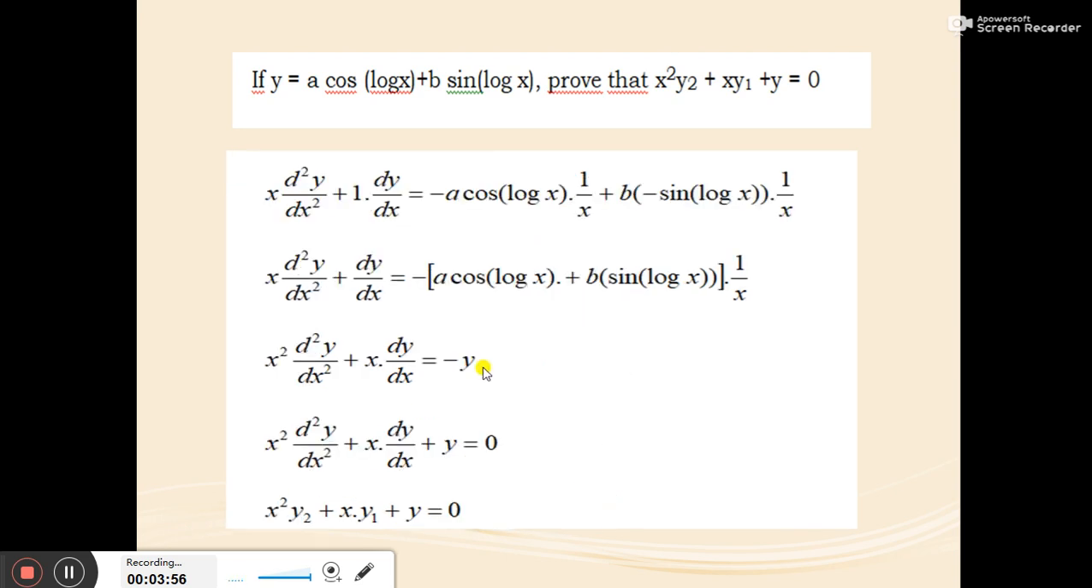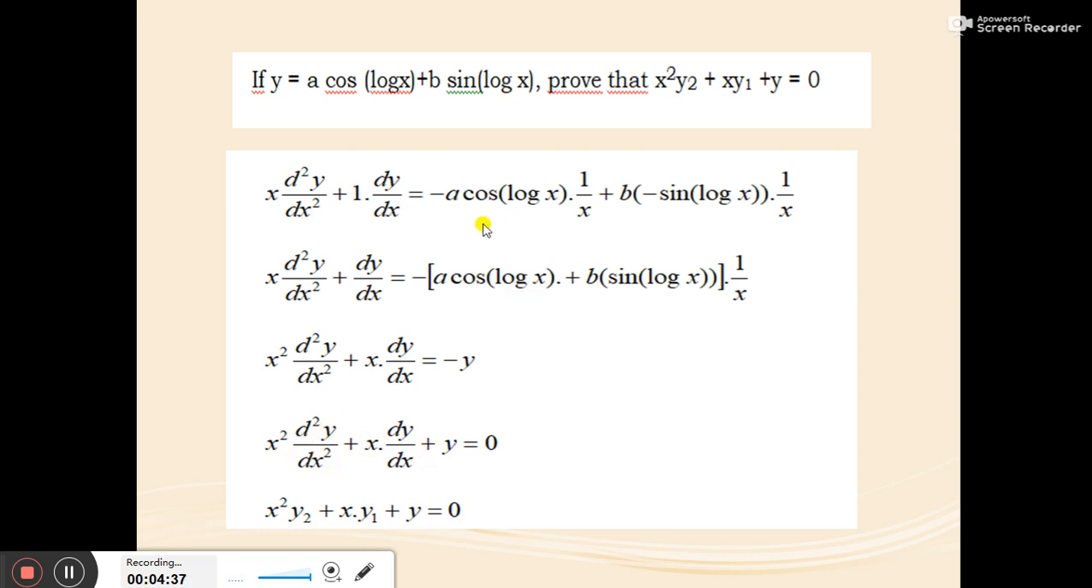And again we have to simplify this. We can take 1 by x common, and minus sign is also common. Then it becomes minus a cos of log x plus b sin of log x into 1 by x. And this x we have to multiply. We get x square d square y upon dx square plus x dy by dx is equal to minus y. And minus y on this side, it becomes plus y is equal to 0. And this is the second way to differentiate this to get the answer directly.